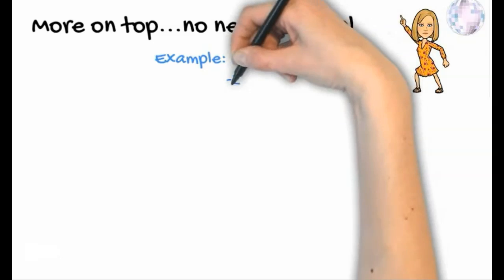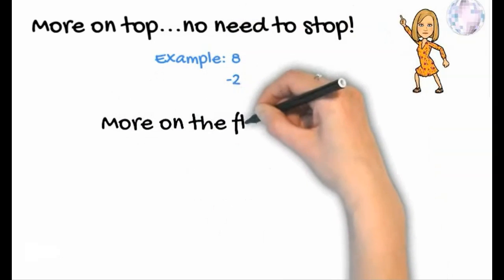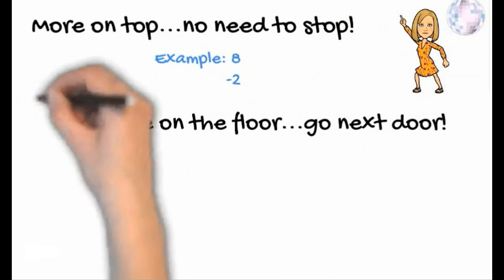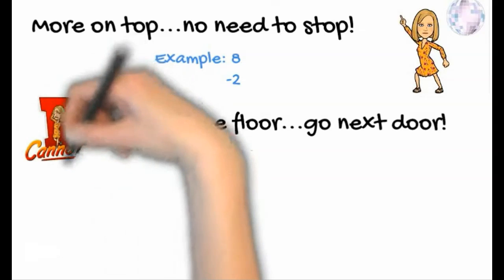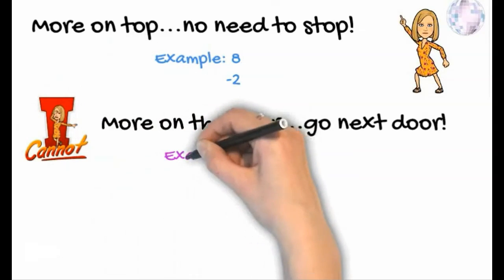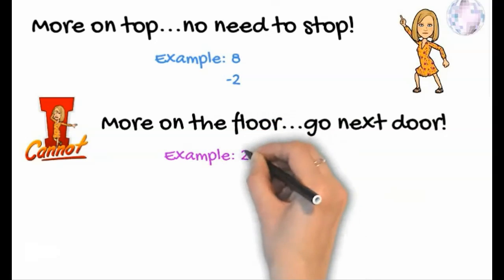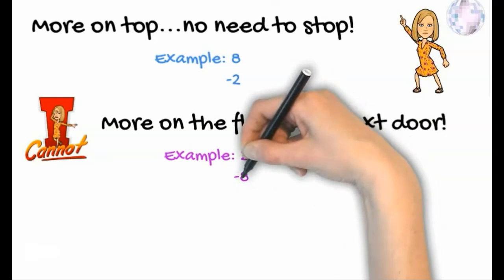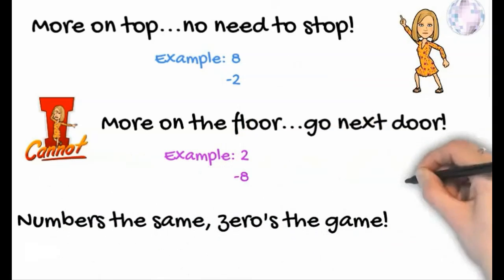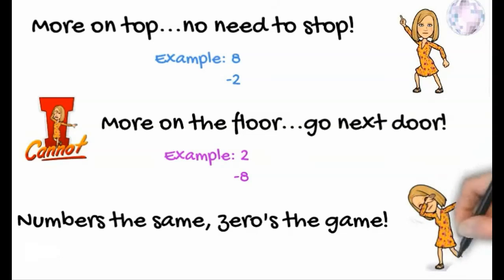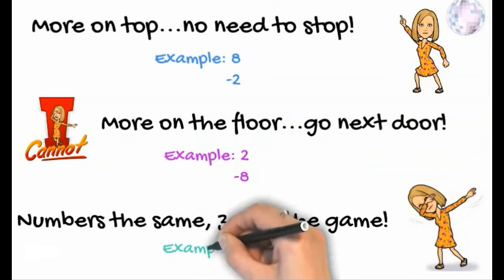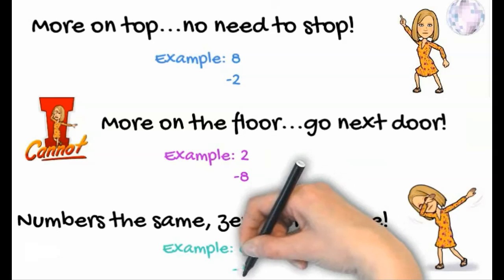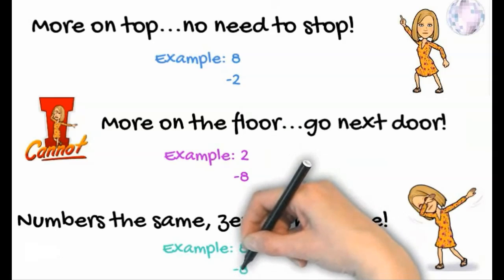When the number's bigger on top, our subtraction works. More on the floor, go next door. Now, here's the problem. We would have 2 and take 8 away. If you had 2 cookies, could you give me 8? No, it's impossible. So that's when we need to go get help from our neighbors. Numbers the same, zero's the game. Whenever you subtract 2 numbers that are the same, your answer is always 0. Like 8 take away 8.